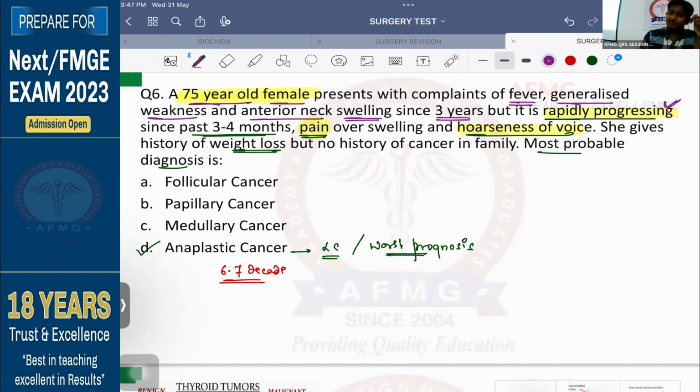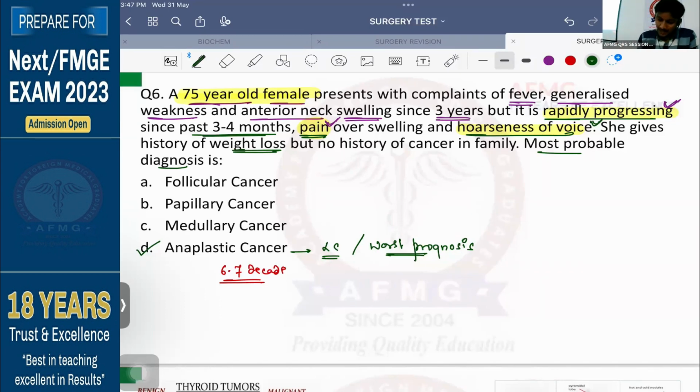Next, the patient will have pain over the swelling, which is not a feature of any other thyroid cancer. In all other thyroid cancer, there is a painless neck swelling. Pain over swelling is a feature of anaplastic. Important is, definitely all other thyroid cancers can also spread to the other structures, but more commonly it is the anaplastic thyroid carcinoma. As it is rapidly growing, it spreads to all the other adjacent structures.